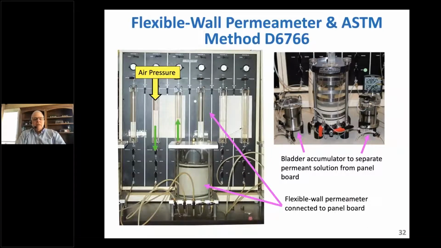Well, often these permeameters, like I've shown here, and again, I apologize, I had a photograph of the soil specimen as opposed to a GCL, we'll attach them to a so-called panel board. The panel board has burettes, and it has a method to apply air pressures both to the effluent and to the cell pressure shown over here.